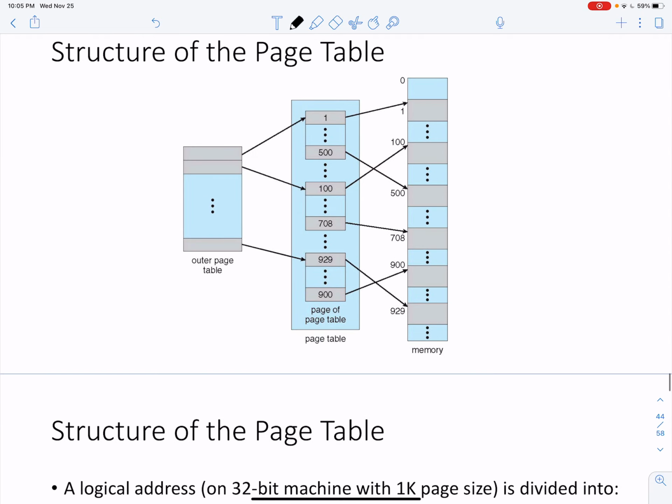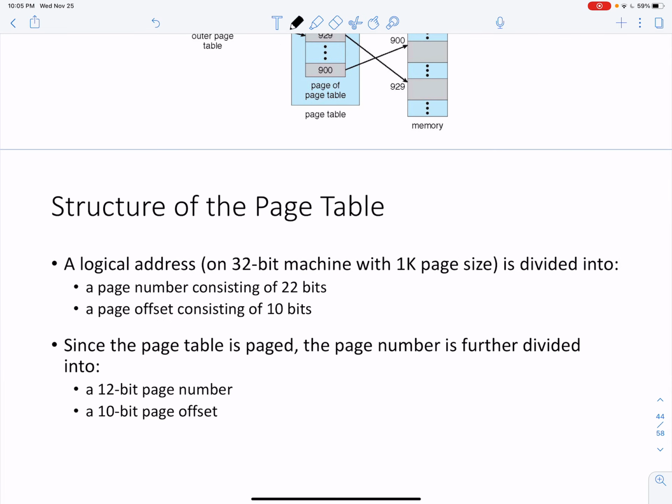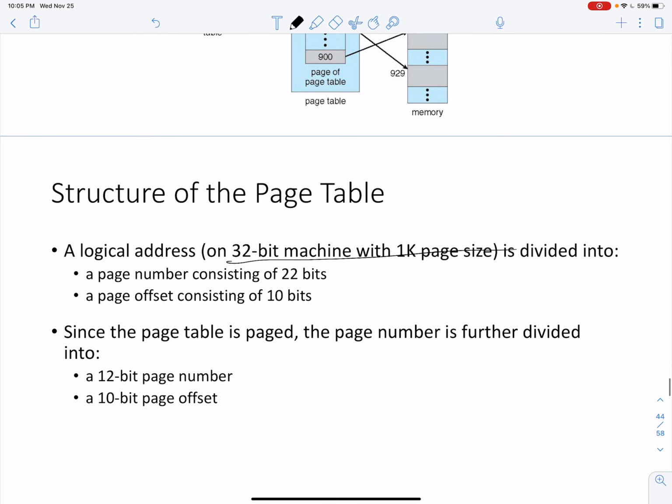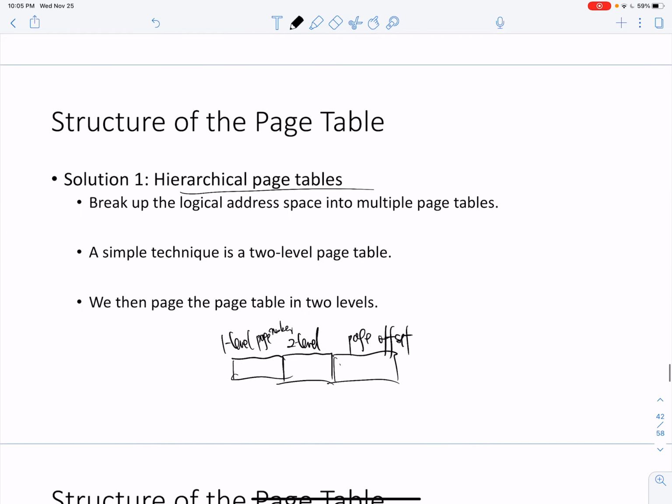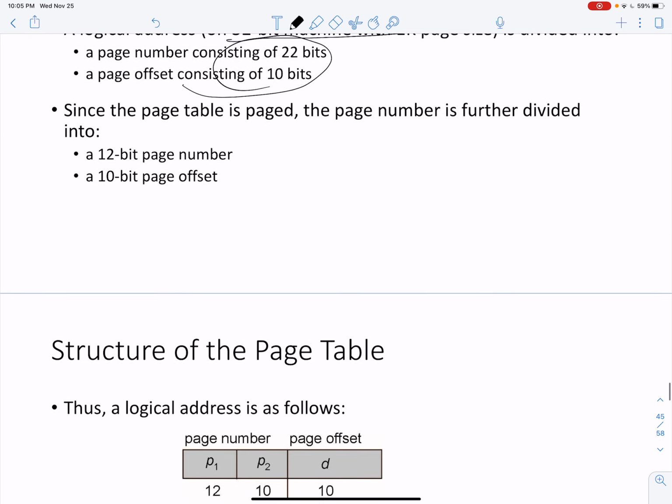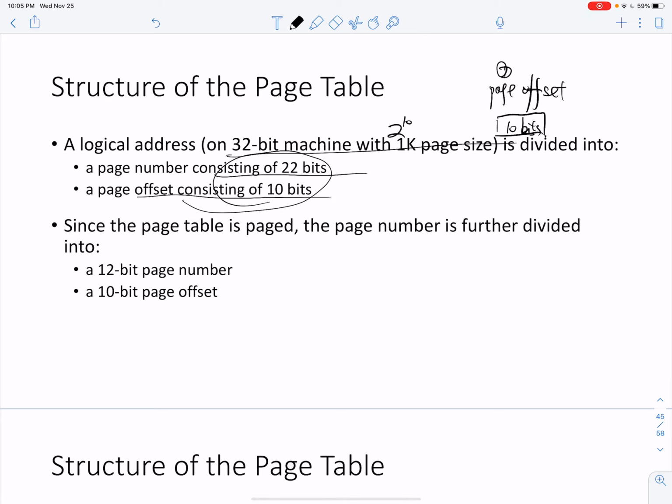Okay, so to see the advantage of that, again, let's use an example. Suppose here we got a 32-bit machine with 1 kilobyte page size. So the page offset should be 10 bits, because 1 kilobyte is 2 to the power of 10. If we do it in the previous way, then we will have 22 bits for the page number and then 10 bits for the page offset.